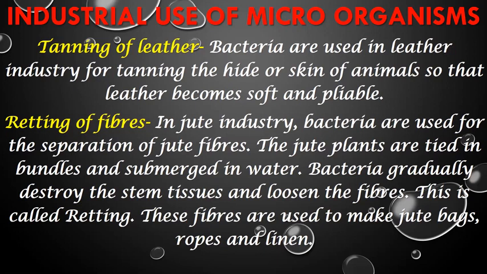In jute industry, bacteria are used for the separation of jute fibers. The jute plants are tied in bundles and submerged in water. Bacteria gradually destroy the stem tissues and loosen the fibers. This is called retting. These fibers are then used to make jute bags, ropes, linen, etc.